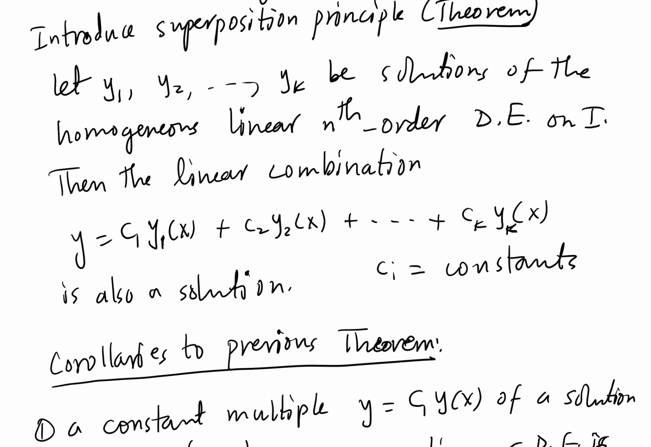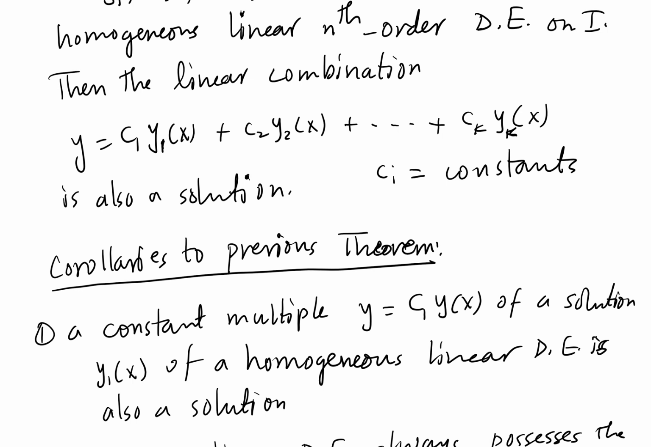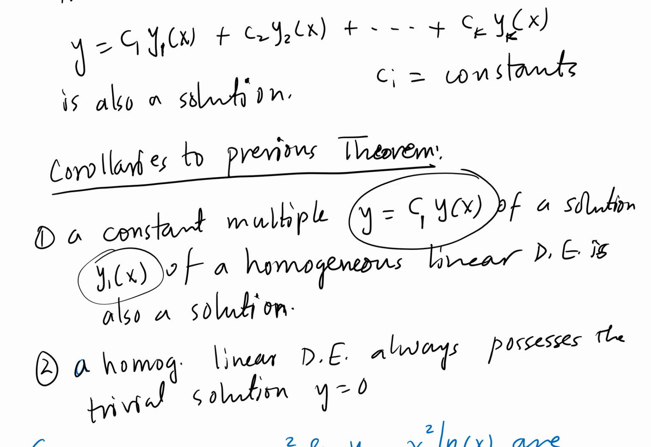We have corollaries to the previous theorem that follow from it. The first one says a constant multiple y equals c1y1(x) of a solution y1(x) of a homogeneous linear differential equation is also a solution. So if this is a solution, then a constant multiple of it is automatically a solution to that homogeneous equation. The next one says the homogeneous linear differential equation always has y equals 0 as a trivial solution. Just keep these two things in mind.